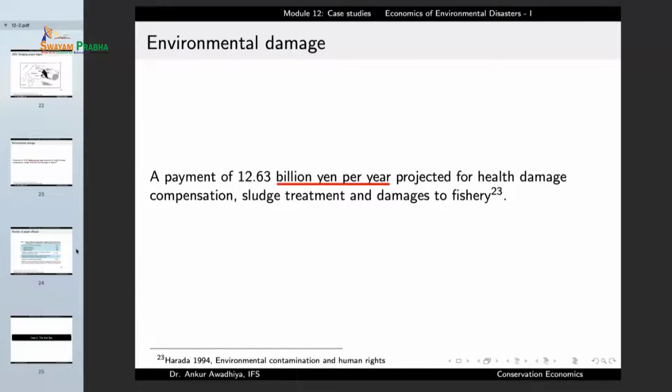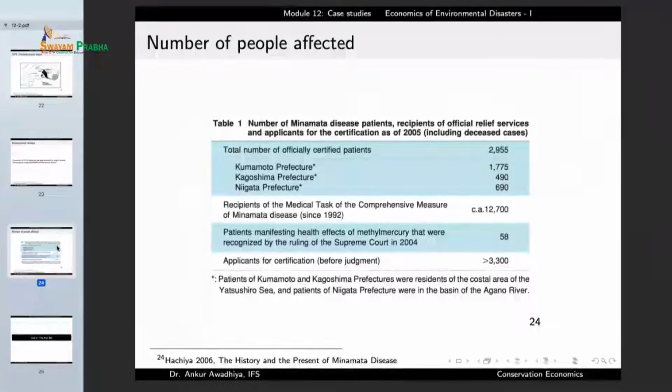And if you look at the human cost, by the year 2005, the total number of officially certified patients was around 3,000. Recipients of the medical aid of the comprehensive measure of Minamata disease since 1992 numbered around 13,000. Patients manifesting health effects of methyl mercury that were recognized by the ruling of the Supreme Court in 2004 numbered 58,000, and applicants for certification before the judgment numbered greater than 3,300.